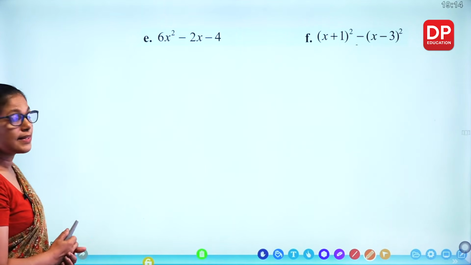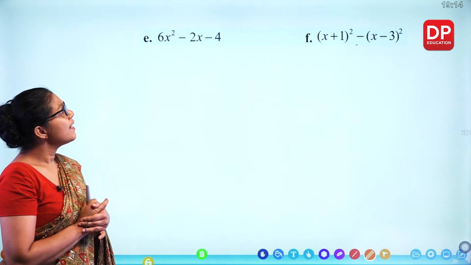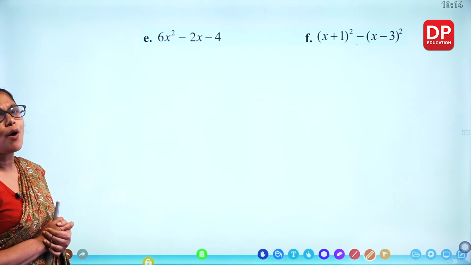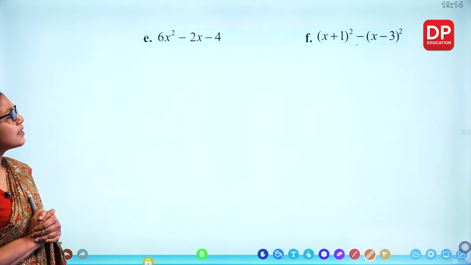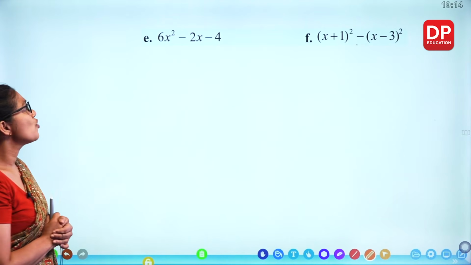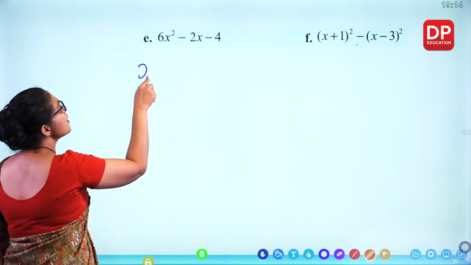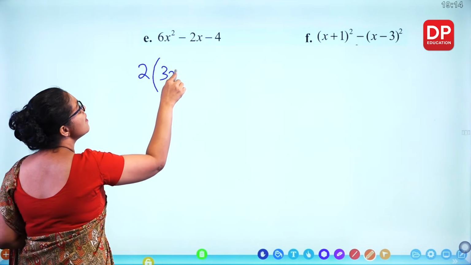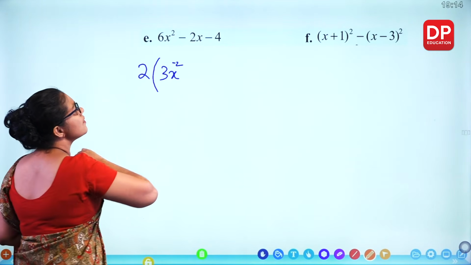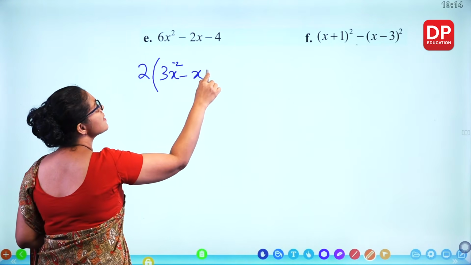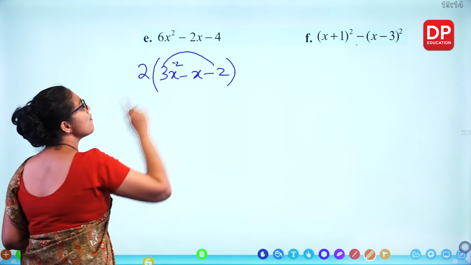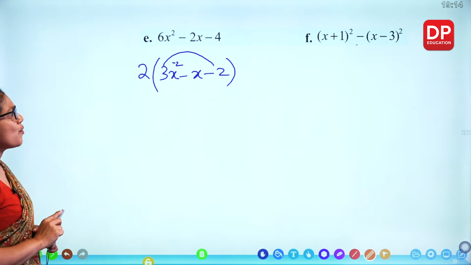Now we'll take the next one. When you look at this one, again we can see one number is common. What's that? Number 2 is common. So first thing, take 2 from all these terms. So here we can write 3x squared minus x minus 2. Now we can factorize the trinomial.